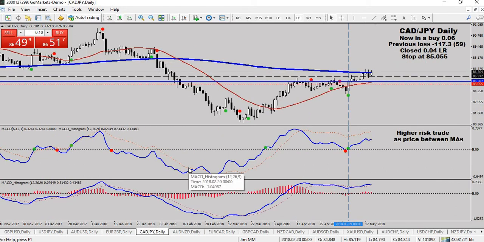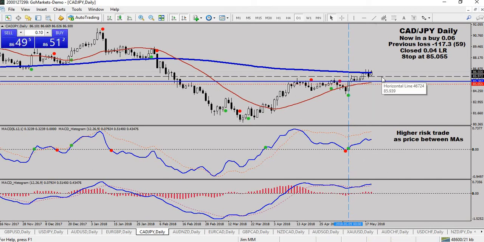Let's go to the Canadian Japanese yen. I was in a buy here. I was doing a loss recovery thing. That's what that black dashed line was. So I took a loss on my sell, which was in this little red dot area here. Reversed to a buy and went in with a bigger position size.